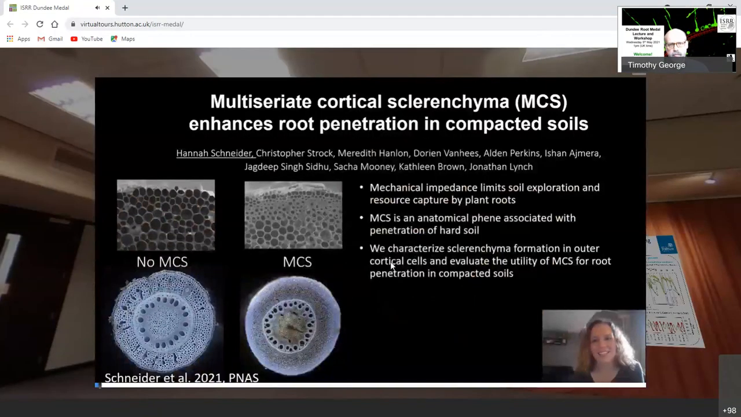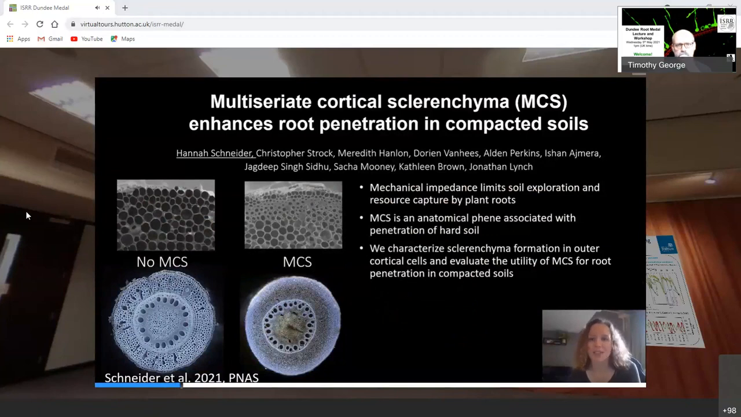Hello, today I'm going to be talking about a root anatomical trait. Can I check, can you hear that? Yes. It's called multiseriate cortical sclerenchyma, or MCS. We did a lot of work characterizing this trait in maize, in wheat, and now we have demonstrated its utility for penetration in hard soils.